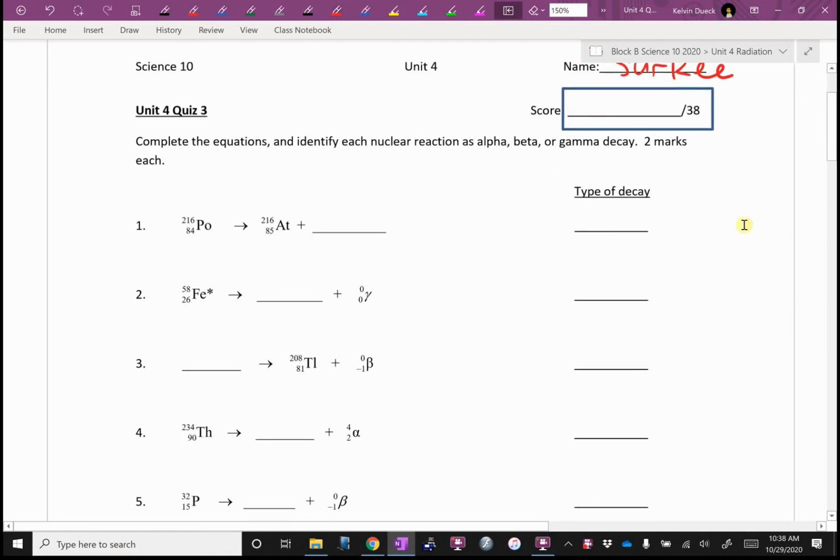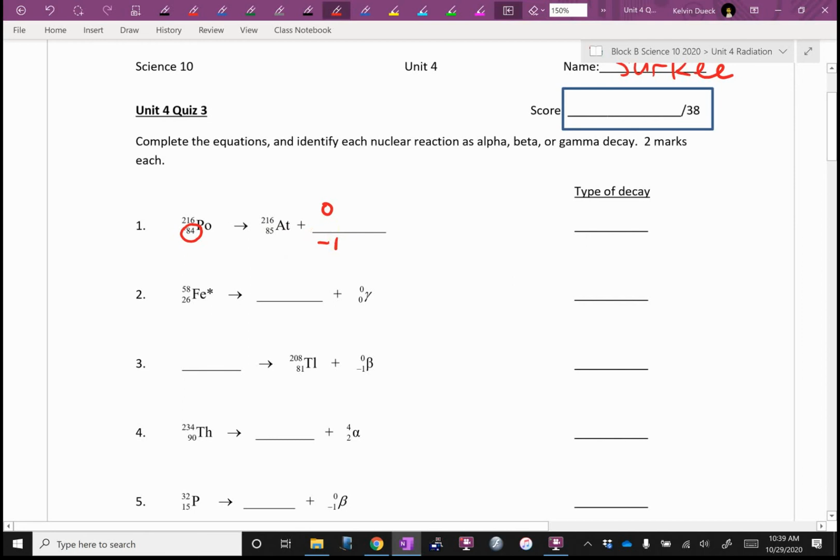So here is the key for these equations, for radiation equations, for mass equations. The mass on the left has to equal the total mass on the right. I'm starting with 216. I have to finish with 216. The fact that there's a 216 right there means this must have a mass of 0. So I already know it's either gamma or beta, because those are the two that have a mass of 0. I started with an 84 here. I have an 85 here. These two have to add to 84, so this must be a -1.